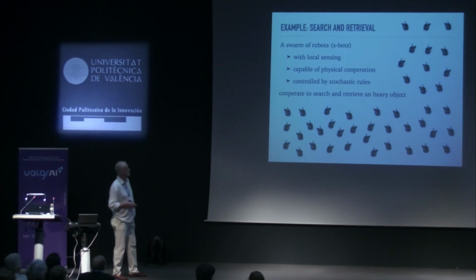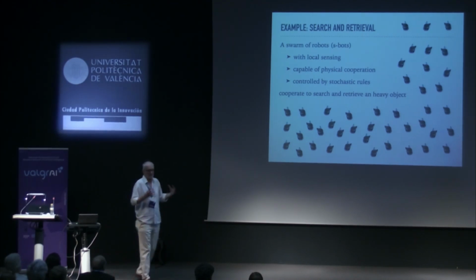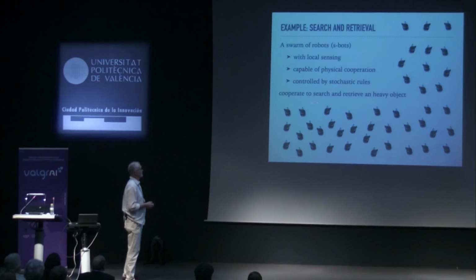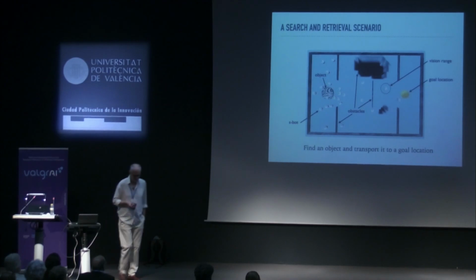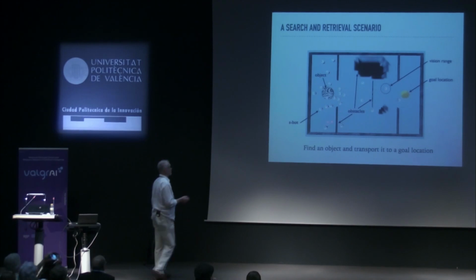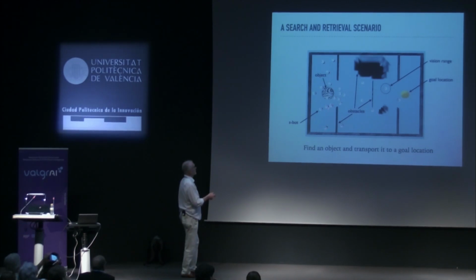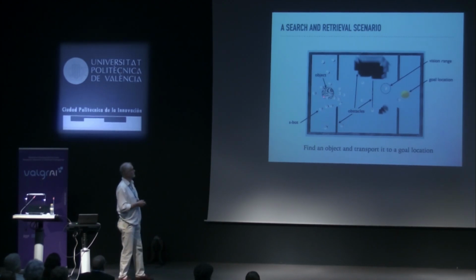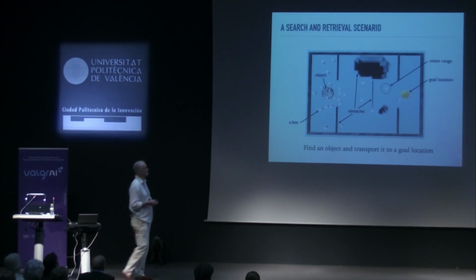So the goal of the swarm of these robots, that are all the same hardware and all programmed in the same way, is to search and retrieve a heavy object in the environment. This is an example experimental environment where you have the robots, these small robots here. You have an object somewhere, and you have a goal location somewhere, and in the environment there might be obstacles. And so the goal for the robots is to find this object and transport the object to the goal location.